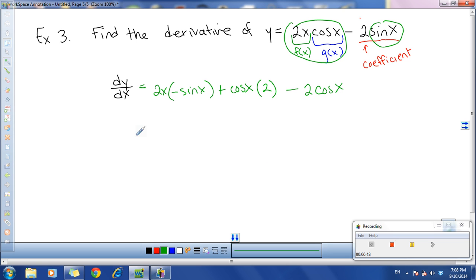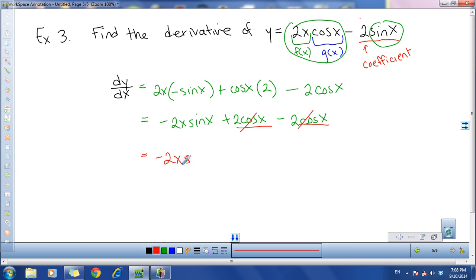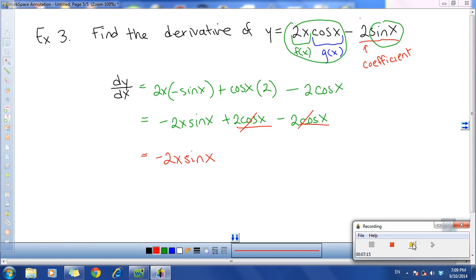Okay, and so now I'm going to clean it up a little bit. Negative 2x sine x plus 2 cosine x minus 2 cosine x. And then I notice that these two are the same, and then I can cancel those out, which leaves me just negative 2x sine x. So this is my final answer.